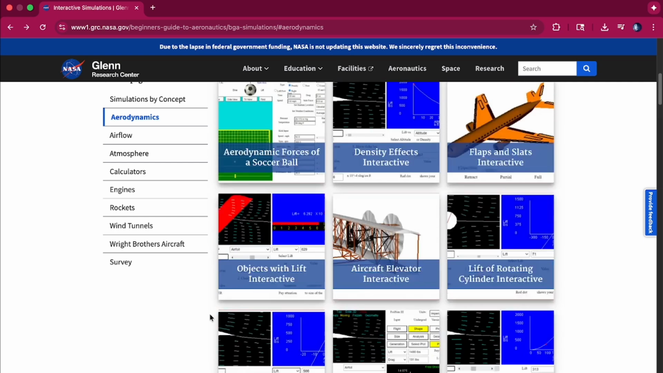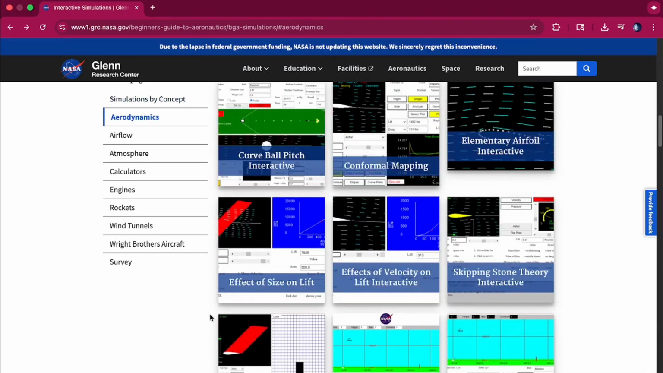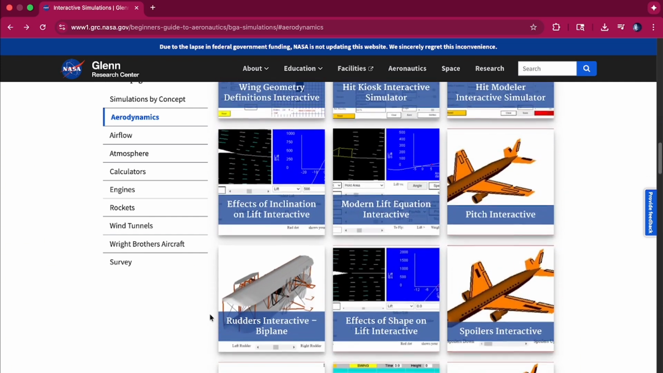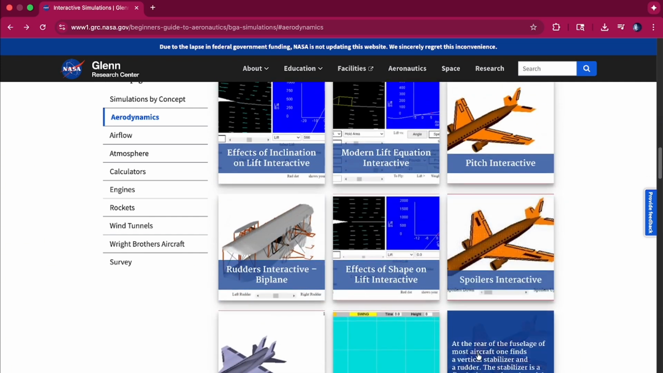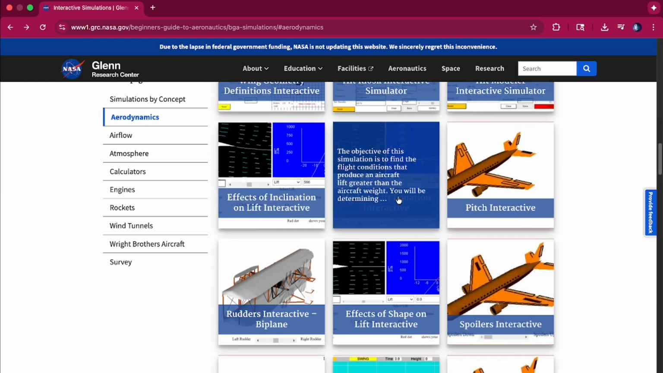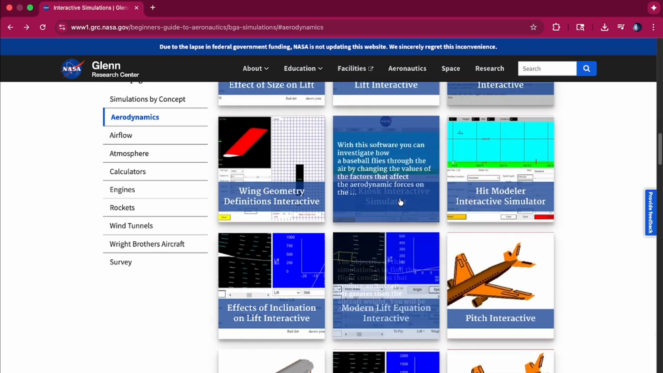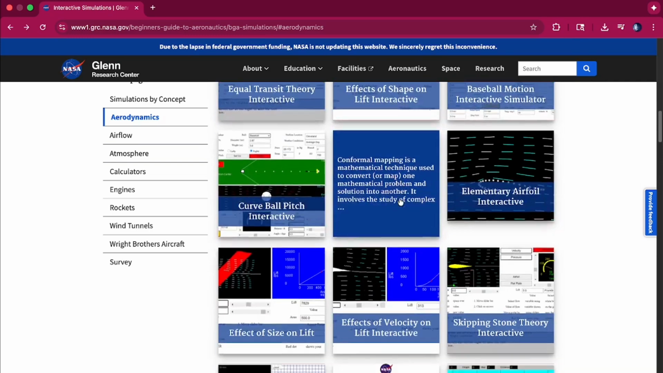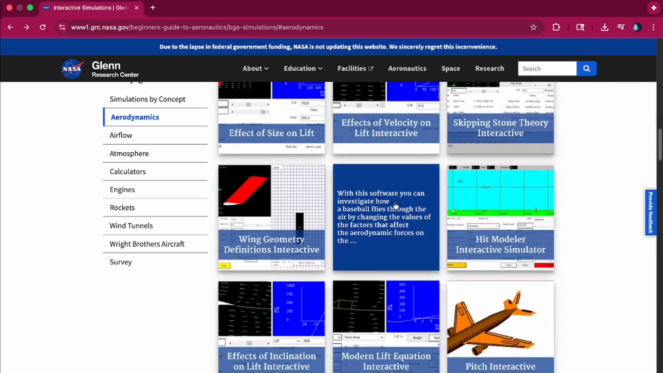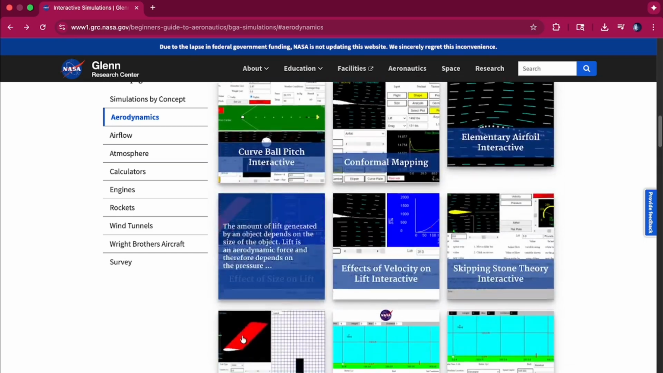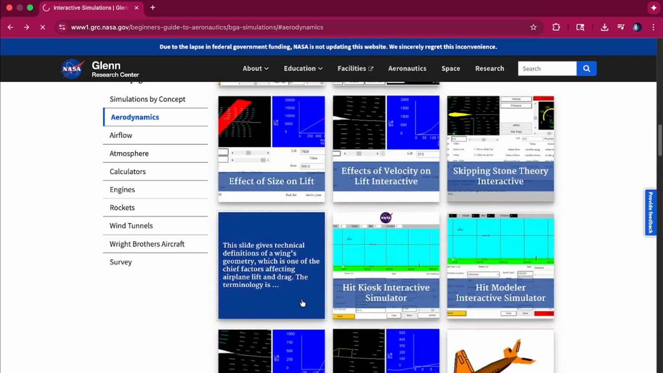Alrighty, let's take a look at another one of these simulations. I want to see some more of these. We have about four, so let's go over these four, and this one as well. I think this is a bit important. And also wing geometry. I want to see wing geometry too. These are very, very important. Let's take a look at wing geometry.